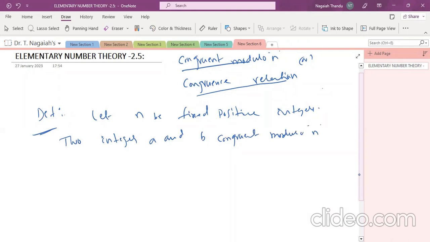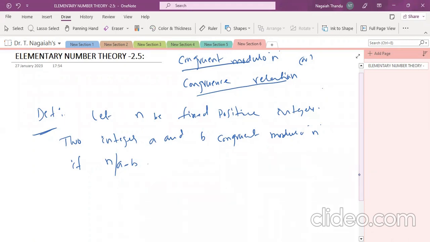Here n is any fixed number I am taking, and it must be a positive integer. A and B are any integers, A congruent to B modulo n, meaning the integers A and B are congruent modulo n. Now the condition is: if n divides A minus B, meaning A minus B is divisible by n, then we say that A is congruent to B modulo n.